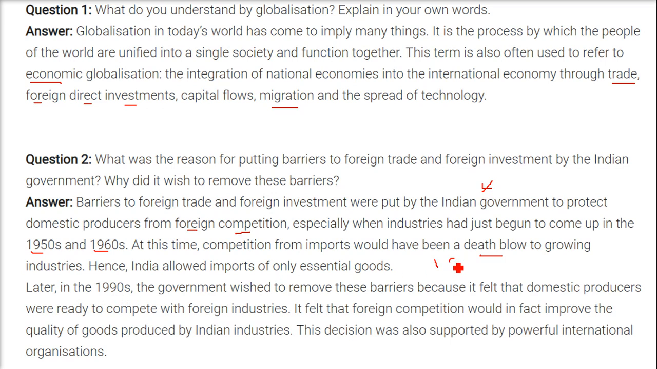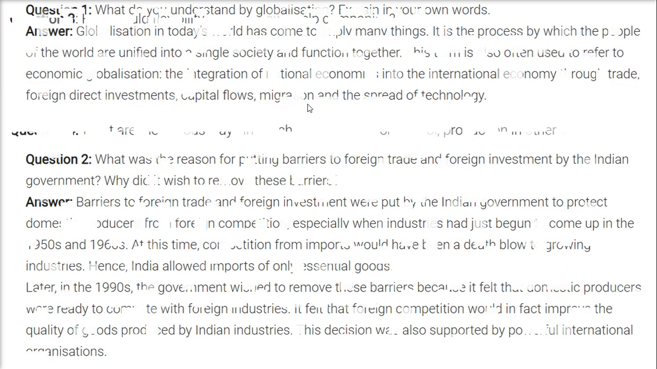Then later in the 1990s, specifically in 1991, the government wished to remove these economic barriers on foreign trade and foreign investment, because now the government felt that the domestic producers were ready to compete with foreign industries. Government felt that foreign competition would in fact improve the quality of goods produced by Indian industries, and this decision was supported by international organizations and welcomed by various countries.